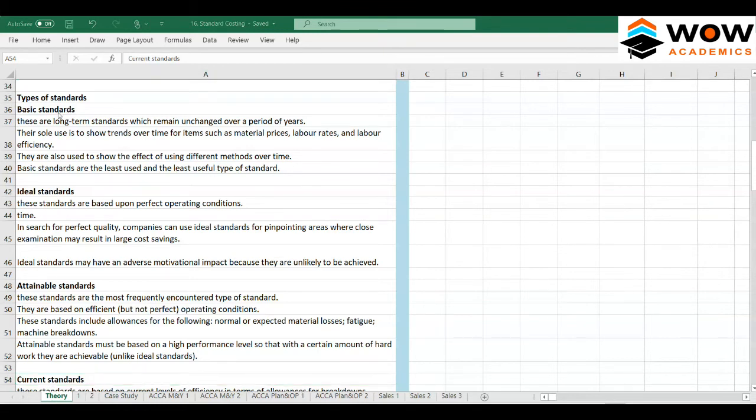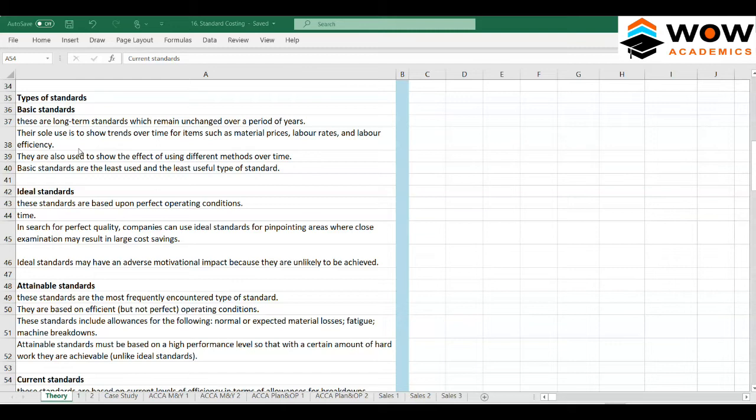So these are long-term standards which remain unchanged over a period of years. Is it a good standard? See, the answer is no. Basic standards are not good standards because these are standards which were established a long period of time back. So the material price could have changed, labor price could have changed, efficiency could have changed. Okay, we would have bought new machinery like that. Their sole use is to show trends over time for items such as material price, labor, and labor efficiency. So you can use this to find out how the cost is moving.